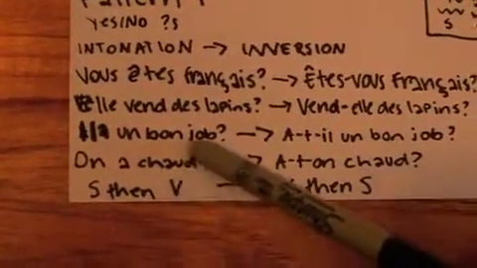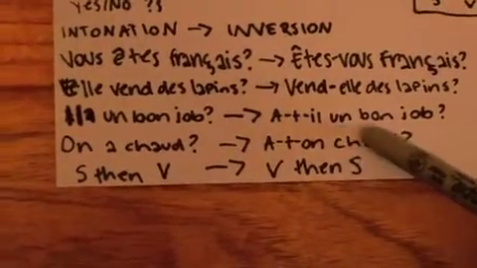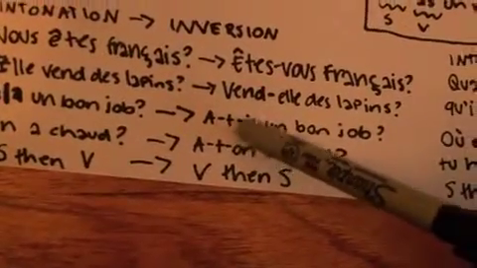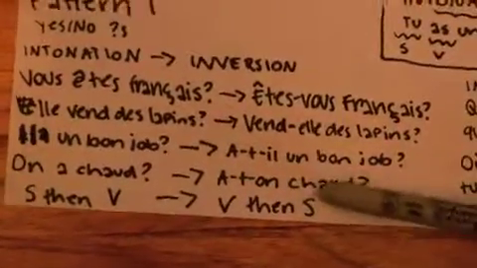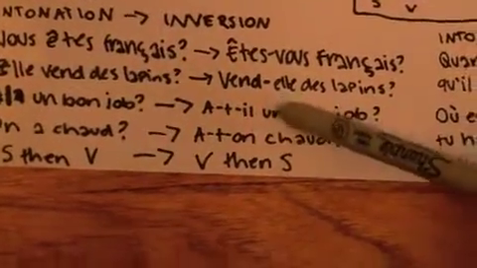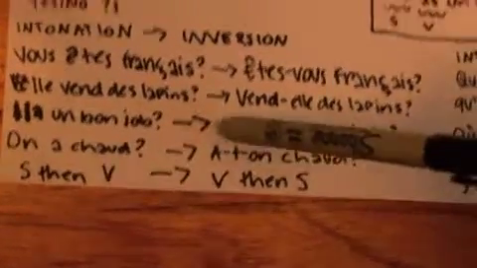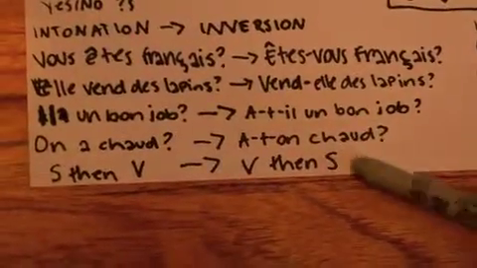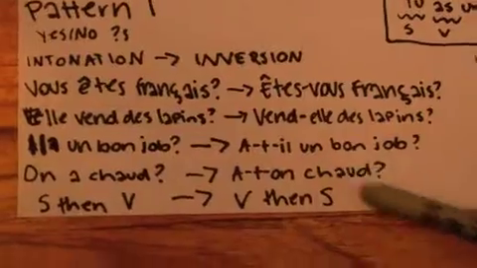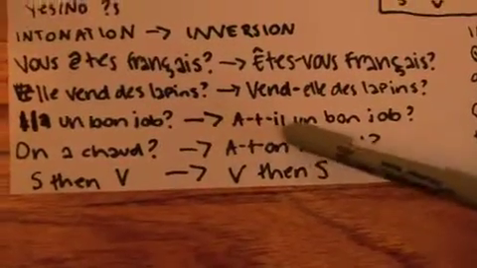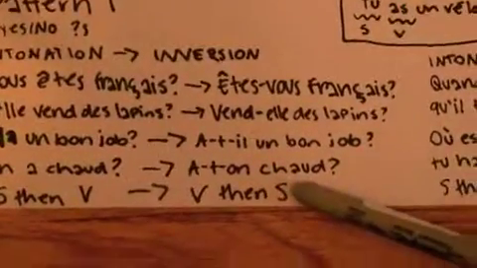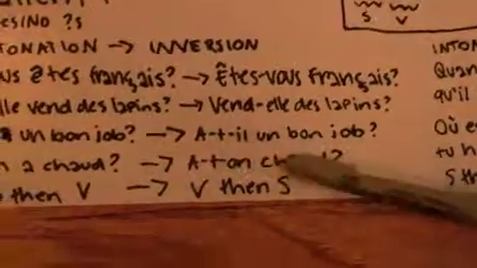Il a un bon job? A-t-il un bon job? Notice, for the verb to end in a vowel and the noun to start with a vowel, you have to put a little t between the verb and the noun. So for il, on, and elle, you put a t. A-t-il, a-t-on, does one have hotness? Like, is someone too hot? That's what it means. Does he have a good job? Just ignore the T. It is simply so that you do not say a-il or a-on. It's a-t-il or a-t-on.